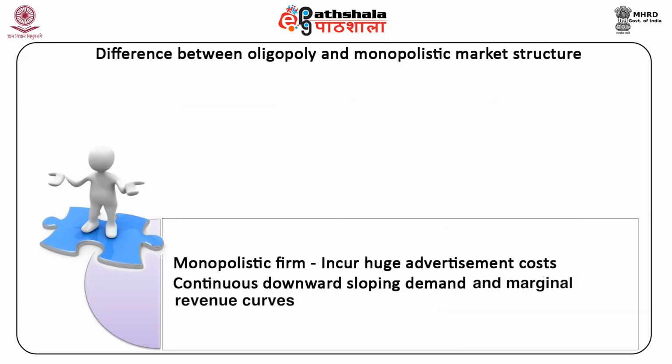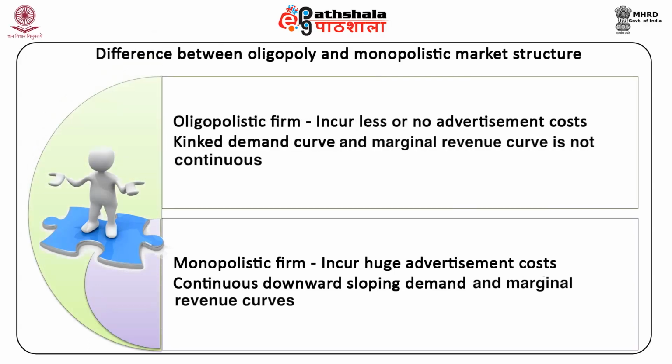Monopolistic firms incur huge advertisement cost, whereas oligopolist firms incur either less or no advertisement cost. Lastly, in an oligopolistic market, there exists a kinked demand curve and the marginal revenue curve is also not continuous, whereas in monopolistic competition a firm faces a continuous downward sloping demand and marginal revenue curve.